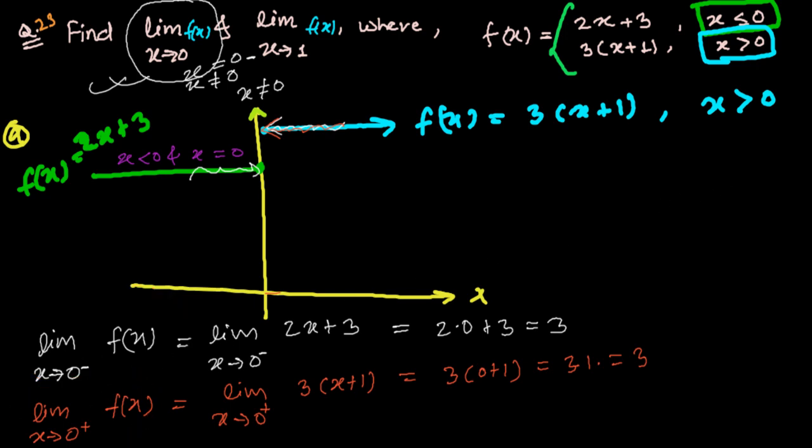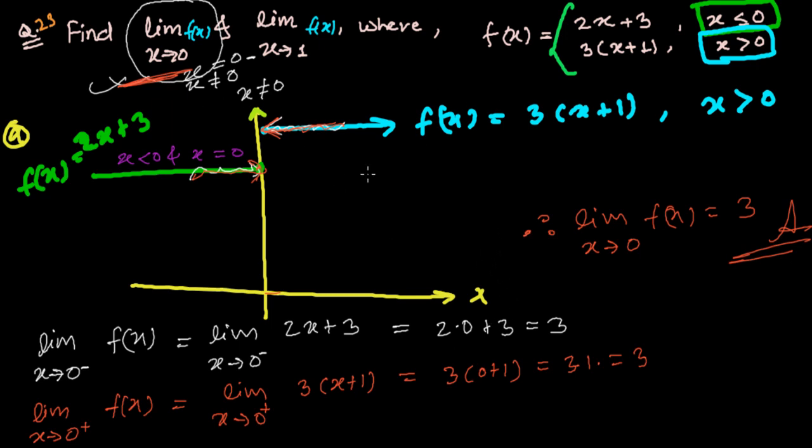It means the limit exists. Therefore I can simply say now that the limit when x approaches 0, whether you are approaching from the left hand side towards 0 or from the right hand side towards 0, both times you are going to get the same value, and that's equal to 3. This is the limiting value. This is the solution for the first question.